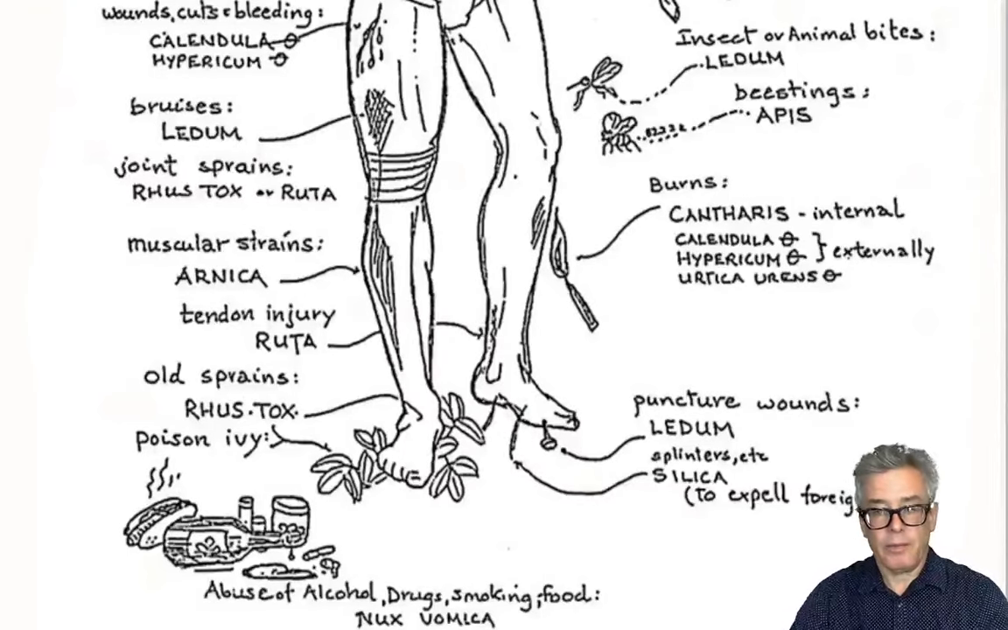Burns, we've got excellent remedies for burns. We've got Cantharis, so you take it internally, and you can use Calendula and Hypericum mother tincture externally. Urtica urens is stinging nettle, and sometimes a mild burn could benefit from that.